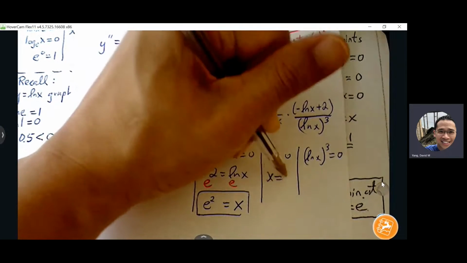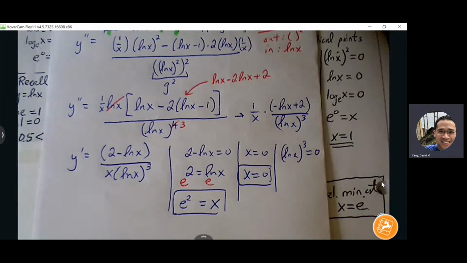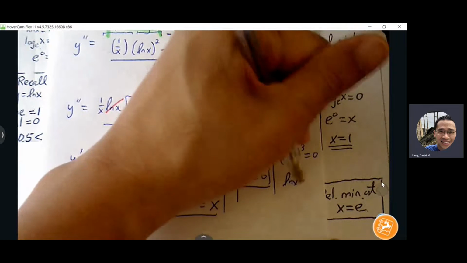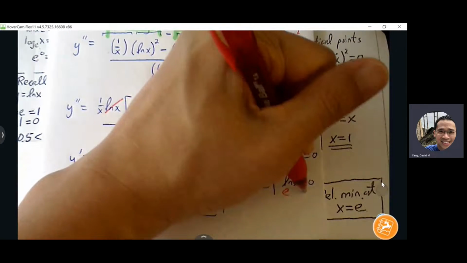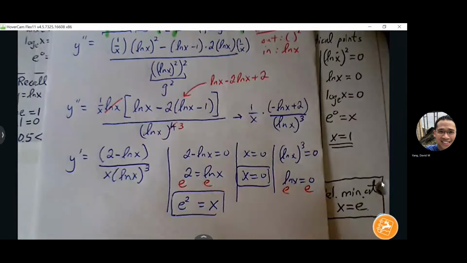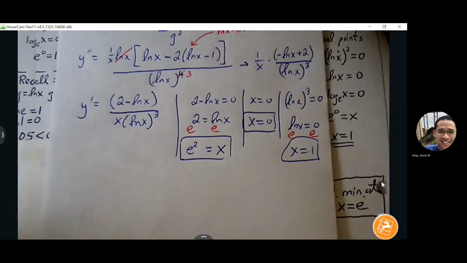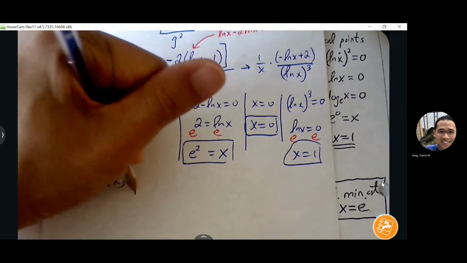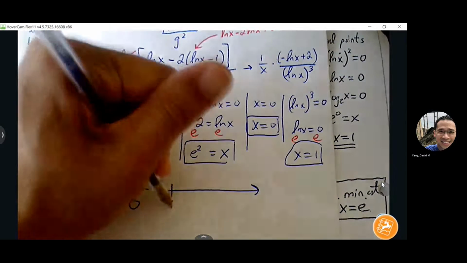X equals 0, that's already found for us. We can stop there. Natural log of x cubed equals 0. Take the cube root of both sides. I'm left with natural log of x equal to 0. X equals what? 1. Yeah, raise both sides. Or we can look at the graph. All right, so here's my second derivative sign line. Again, we're starting at 0 and moving to the right. 1.